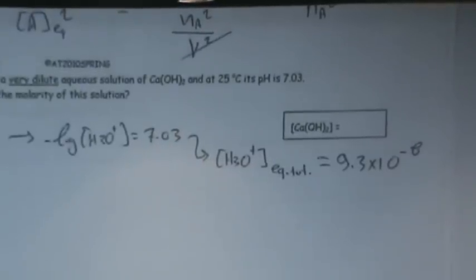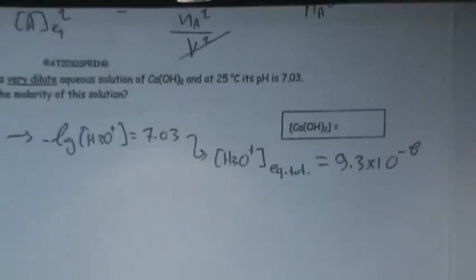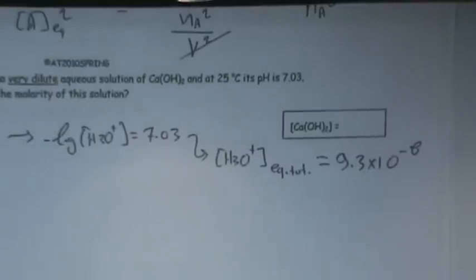Okay? Now, we know this, and we want to find the concentration of calcium hydroxide. Calcium hydroxide, that's hydroxide. So really, we have to somehow jump into hydroxide. And if we jump into hydroxide, the hydroxide relates to calcium hydroxide, and we find the concentration of calcium hydroxide. That makes sense? Okay? So how does the hydronium ion concentration relate to the hydroxide ion concentration?